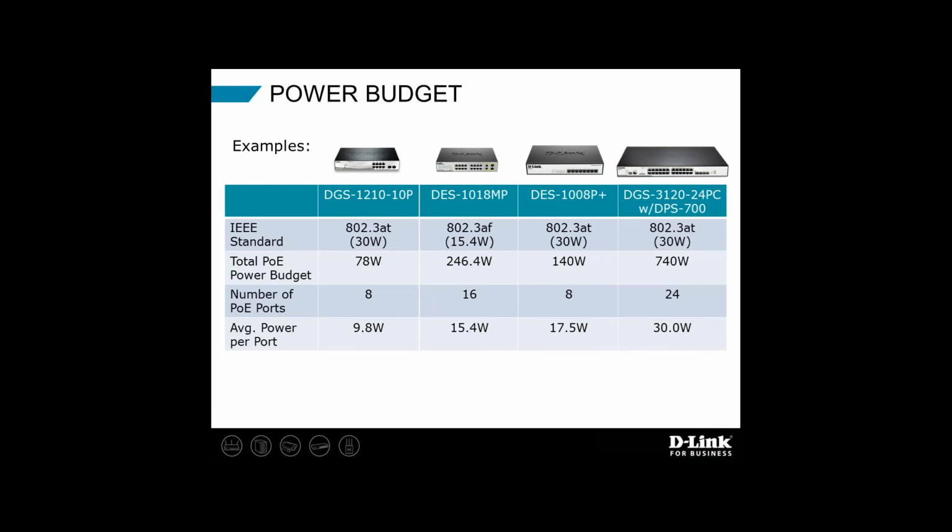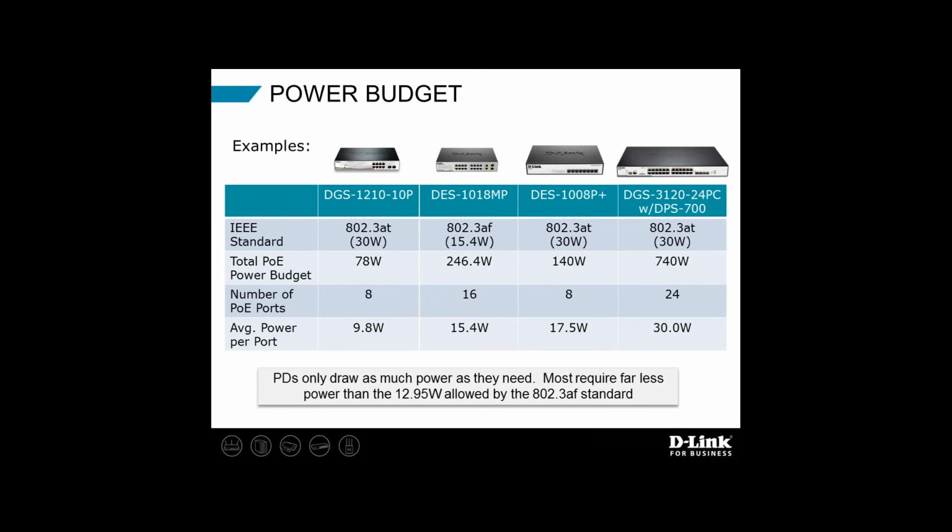And looking at an extreme example, this is one of our managed switches that normally has a 370 watt power budget. If I connect it with an optional DPS 700, that is an external power supply that in essence is doubling its PoE budget to 740 watts. This particular switch now can run 24 devices all pulling the maximum of 30 watts. So again, keep in mind that PDs only draw as much power as they need. Most are going to require less than the AF standard allocates at 12.95 watts.